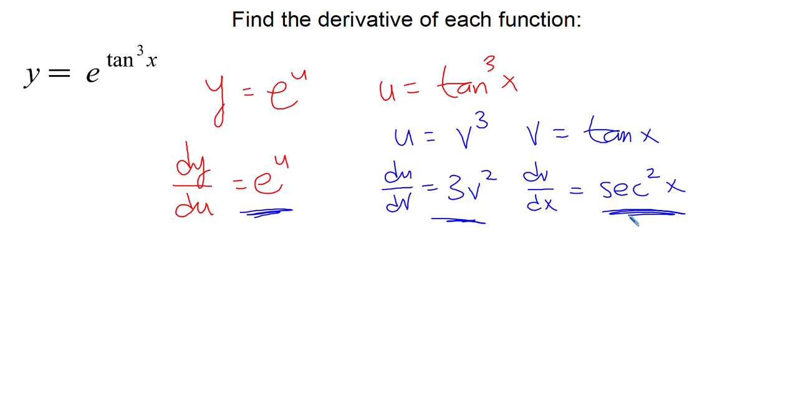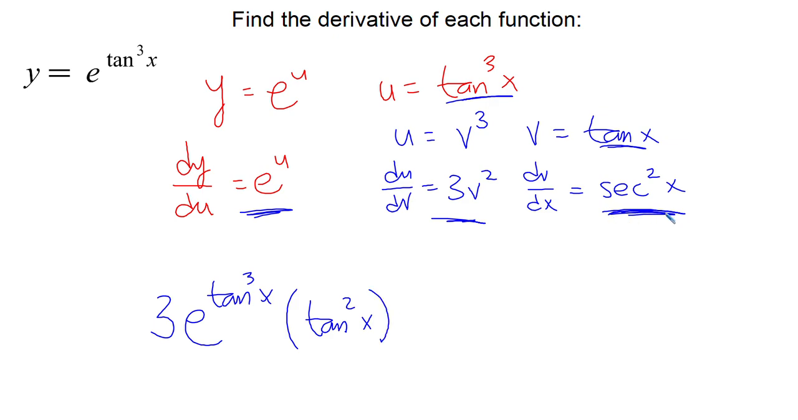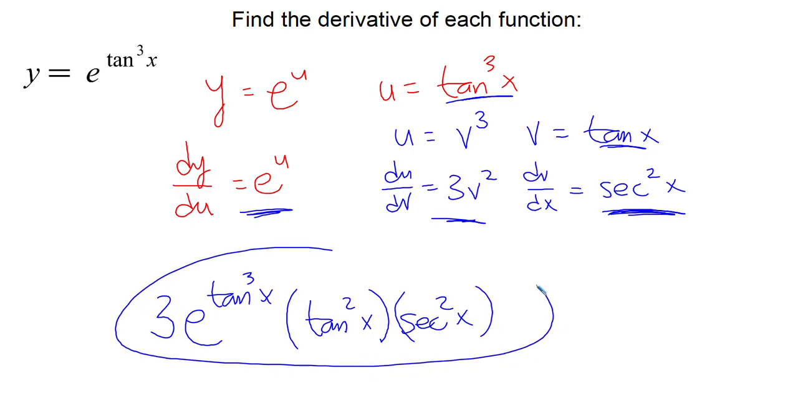And as we do that, we'll replace the u's and the v's with what they are in terms of x. So e to the u will be e to the tangent cubed x, because that's what u is in terms of x. And then we have 3v squared, so I'm going to throw the 3 out in front. And then our v squared, well, v is tangent x, so this will be tangent squared x. And then dv dx is secant squared x. And so there's our final answer.